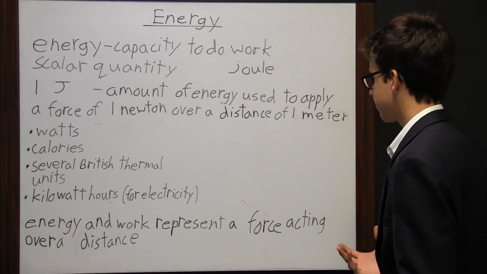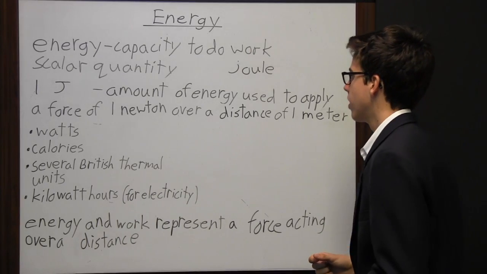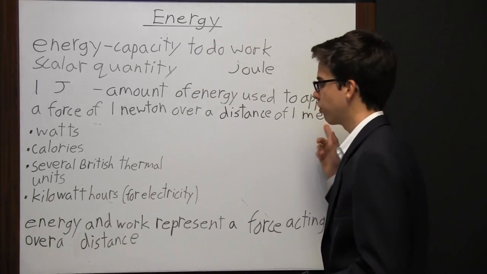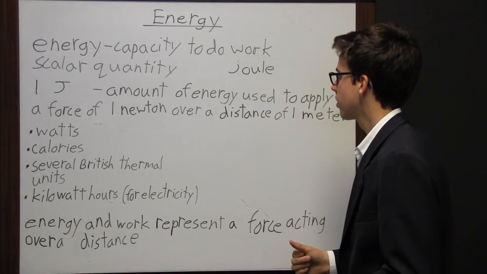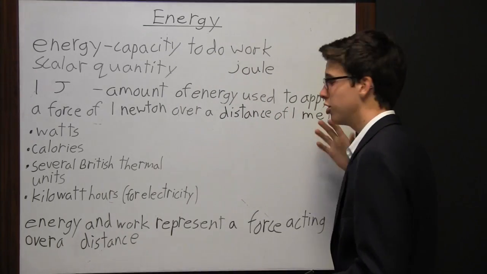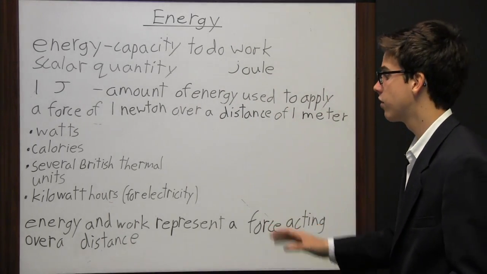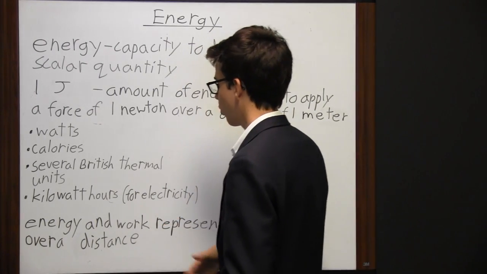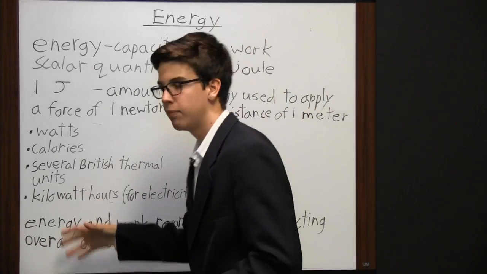So we notice here that distance is important. Because if I apply a force of 1 newton on the box for 1 meter, I did quite a bit of work. But if I apply 1 newton of force over a distance of 2 meters, I'm doing even more work because I'm pushing it even further. And so I used more work. And so energy is the capacity to do work. It's the ability to do work.